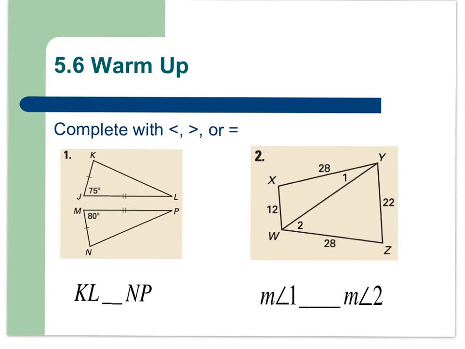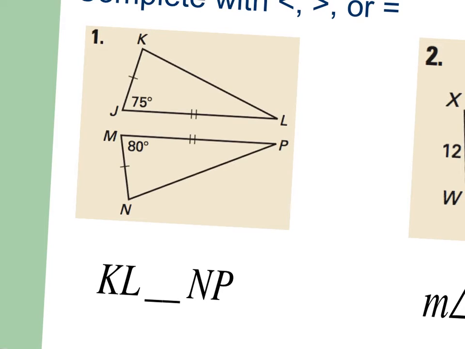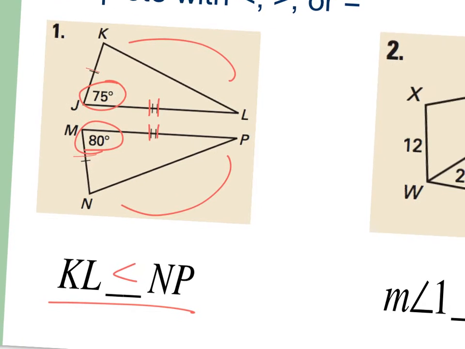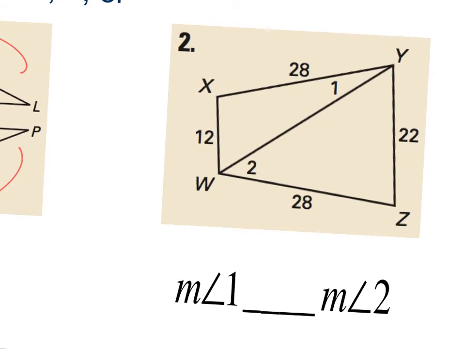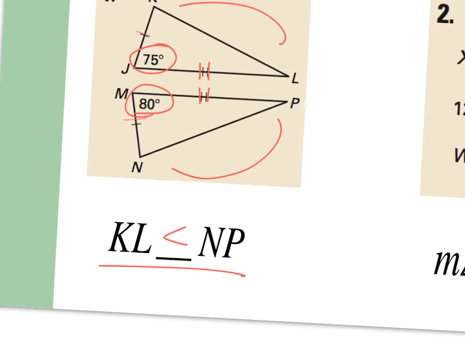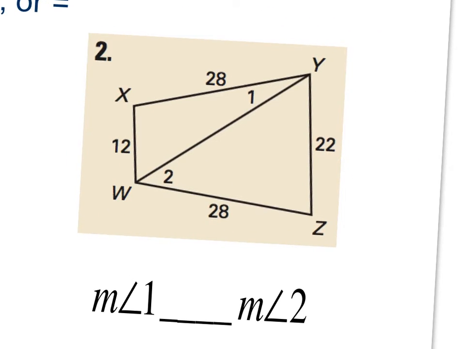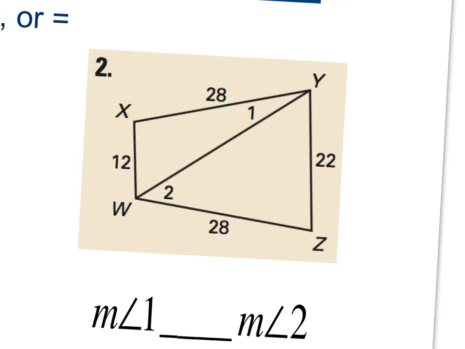If you look at number 1, you've got two pairs of congruent sides, and then two angles. So when it looks for KL to NP, what's the relationship between KL and NP? KL is less than, right? 75 is less than 80. KL would be less than NP. That would be which of those? The regular hinge theorem or the converse? The hinge theorem. Good.